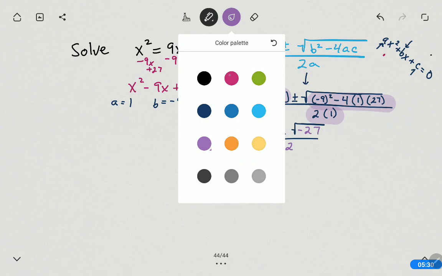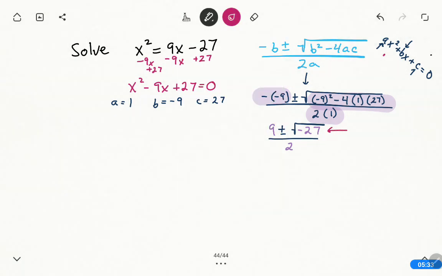Next, I go through and deal with the radical. If it's a perfect square, it's dealt with differently, but most of the ones in Algebra 2 are not perfect squares when you have to use the quadratic formula. So I'm going to separate this. It's negative, so I'm going to separate negative 1. It's 27, and 27 is not a perfect square. The biggest perfect square that goes into 27 is 9, and 27 is 9 times 3. So I'm separating it into negative 1 times 9 times 3, so that I can simplify my radical.